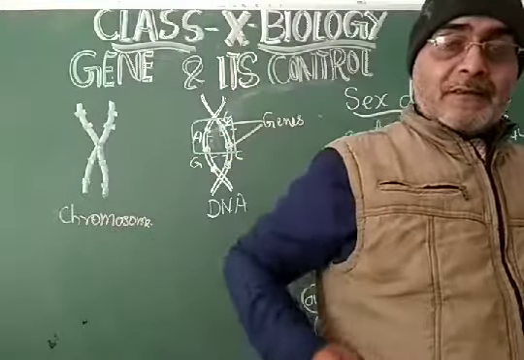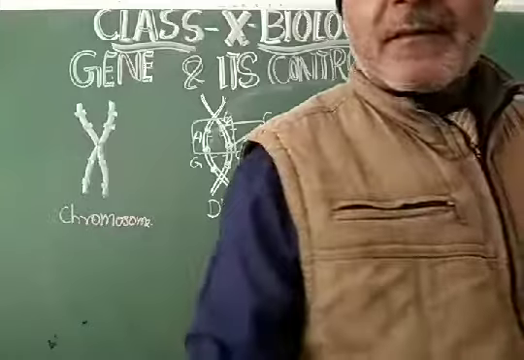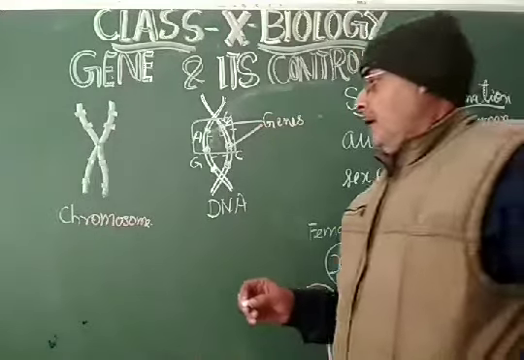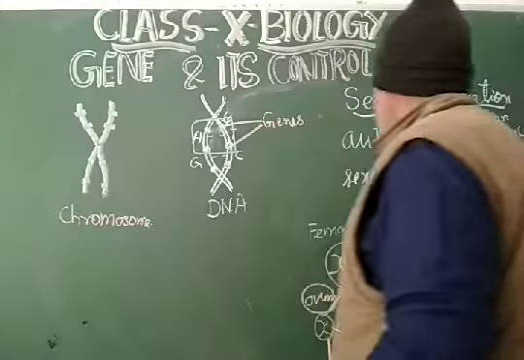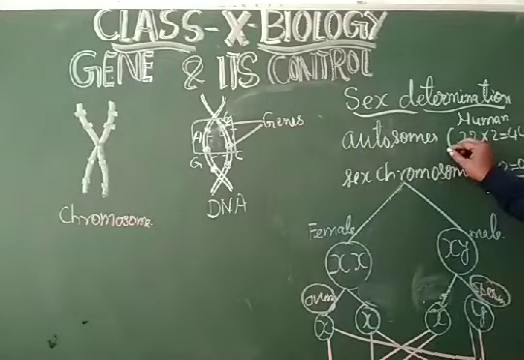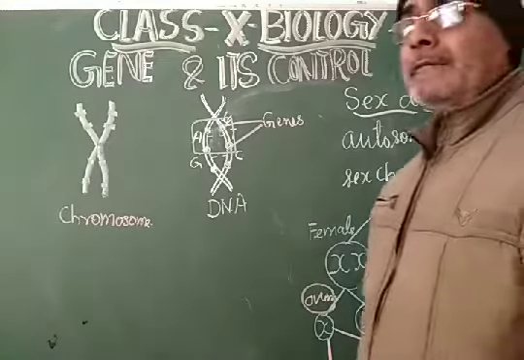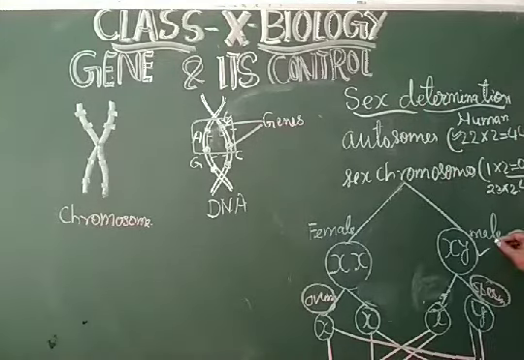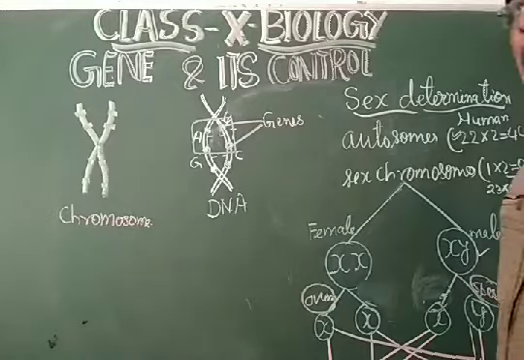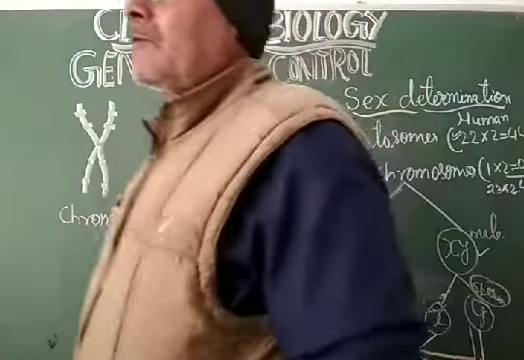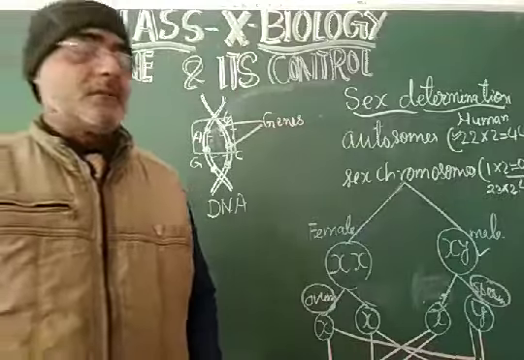Now my dear students, let us discuss some question answers related to this. What are the autosomes? Autosomes are 22 pairs that are responsible for the growth of the body. What are the sex chromosomes of male? The XY are the sex chromosomes of male. How many chromosomes are found in the human? 46 chromosomes are found in human, that is in 23 pairs.